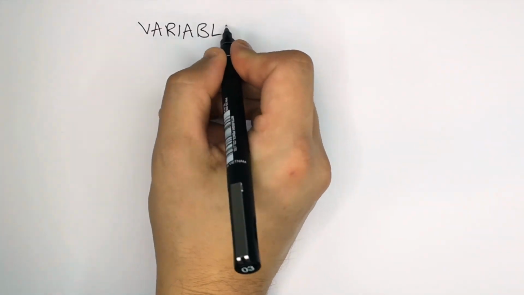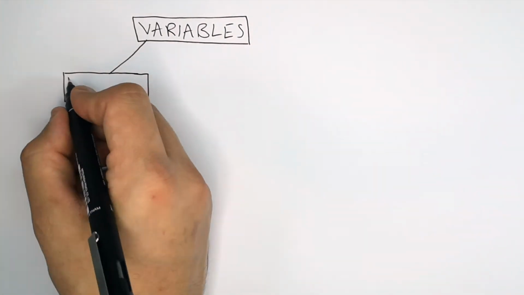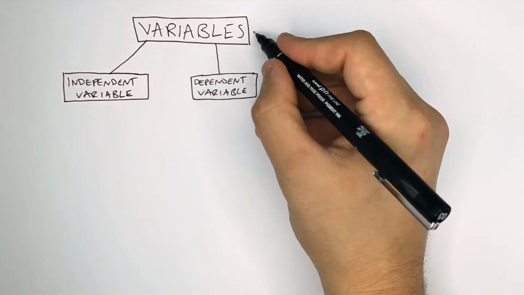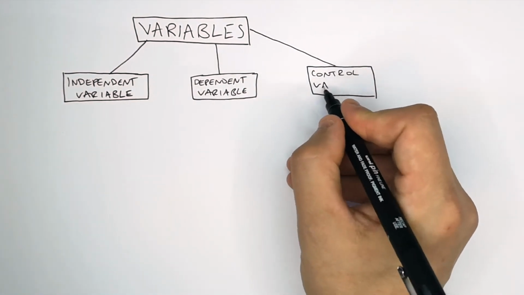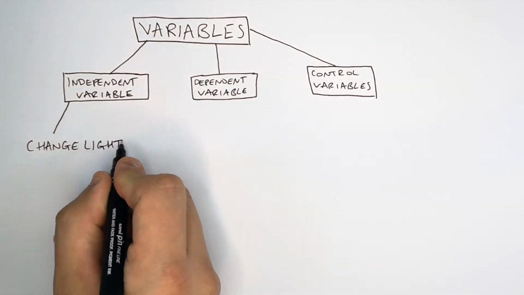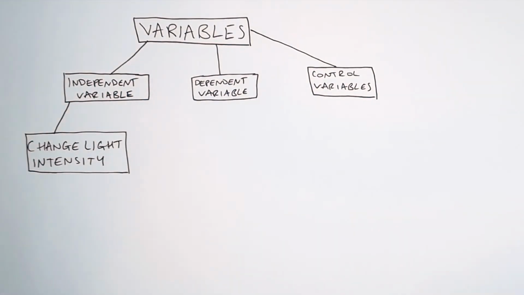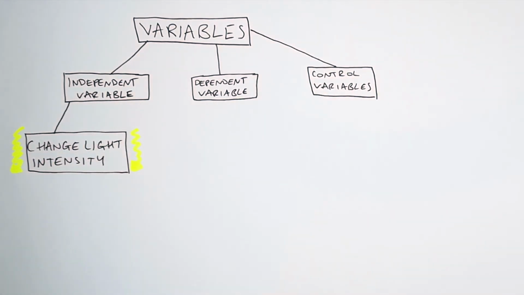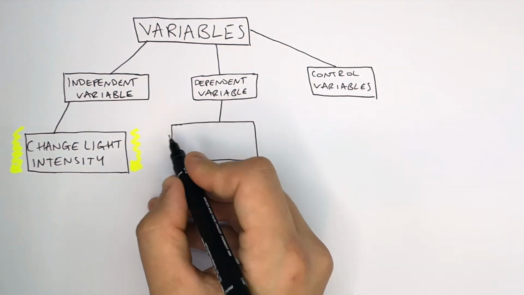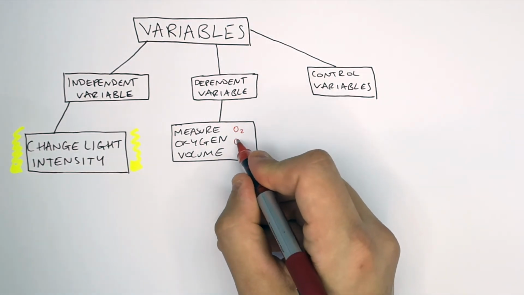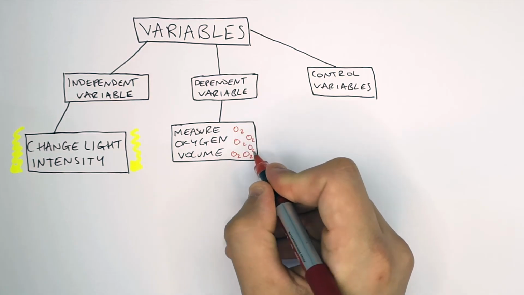So what are our variables? So we need to know our independent variable, our dependent variable, and then all the control variables. Our independent variable was changing the light intensity by changing the distance the pondweed was away from the light source. The dependent variable was measuring the volume of oxygen that was released by the pondweed. So we measured the volume of oxygen.